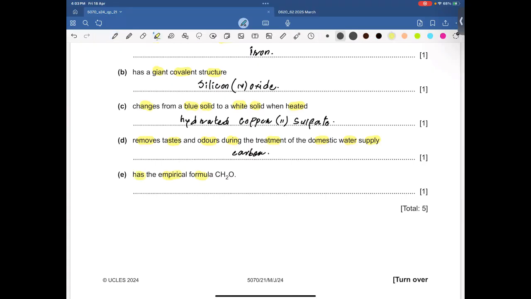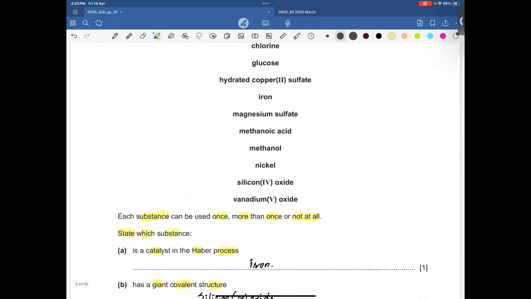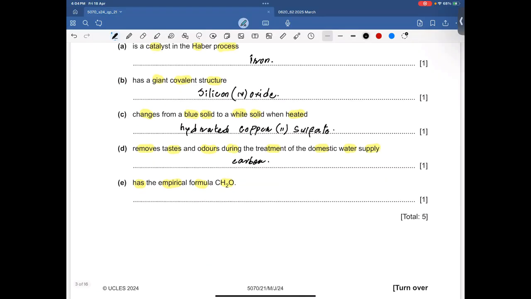Next is has the empirical formula CH2O. Technically, methanoic acid has a formula of CH2O2, methanol has a formula of CH3OH, and glucose has a formula of C6H12O6. So if I divide by 6 to get the simplest ratio, I'll get CH2O, which means glucose would be the right answer for this question.